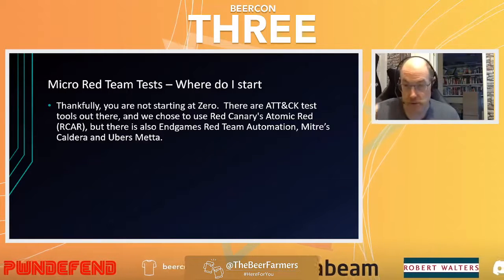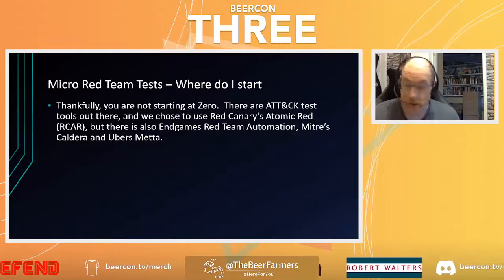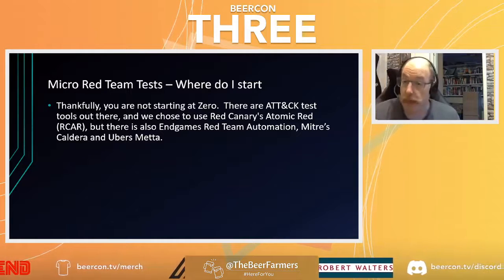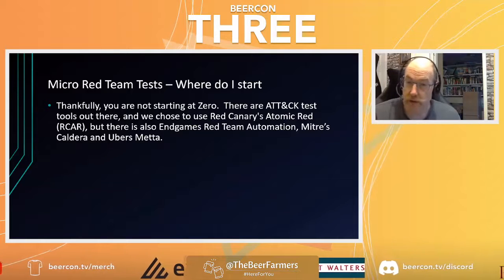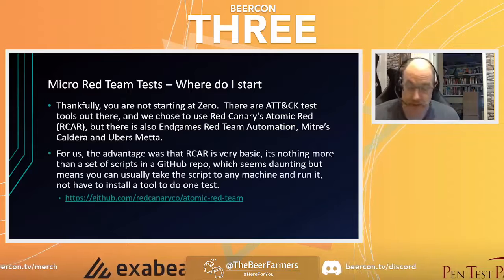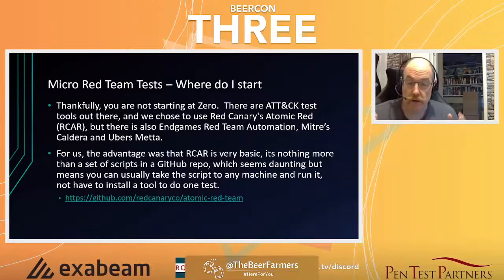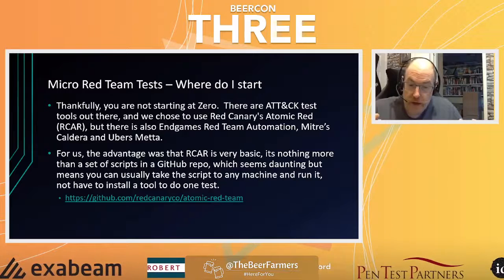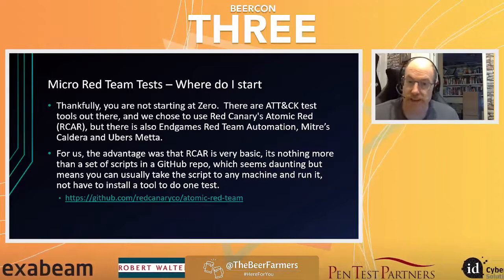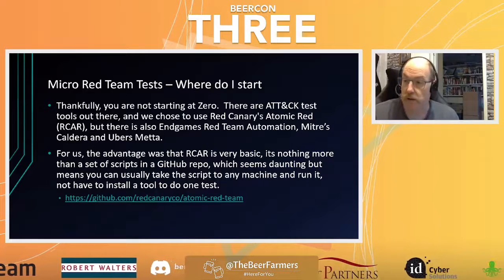There is Endgame's Automation, Caldera from MITRE, and Uber have a tool called Metta. They're all really good, but the reason why we started using Atomic Red is it's really basic. It's nothing more than a set of scripts on GitHub. So the beauty of that is you have to spend a bit of time working on it, but then you can just pick up that script, take it to a machine, go and run it anywhere.